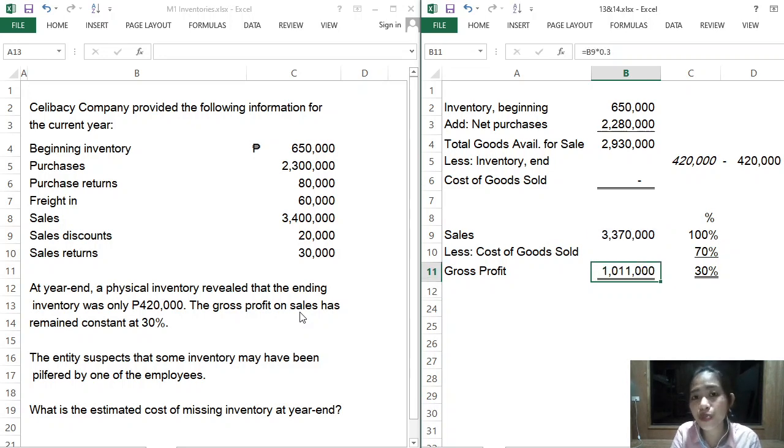Ibig sabihin, we have a gross profit of 1.011 thousand. And our cost of goods sold, pwede natin siyang i-deduct. You have 3.37 minus this. So, we work back natin, so squeeze out. And then, we will come up with 2,359,000. Or, we could have the other way around. The 100% times 70% goes to cost of goods sold. So, we will have the same answer, 2,359,000. So, that is going to be our cost of goods sold.